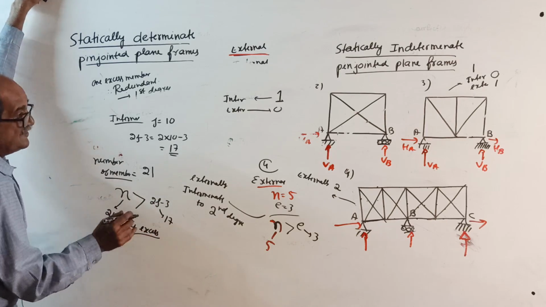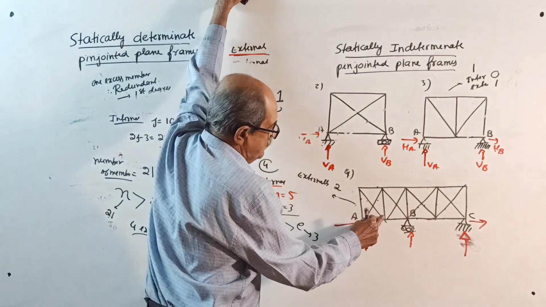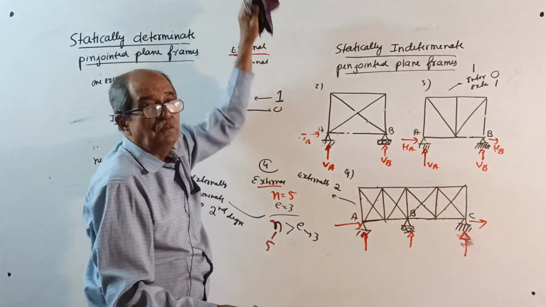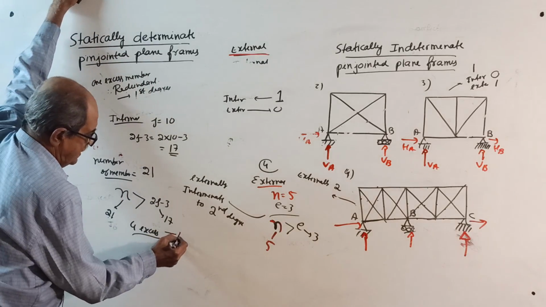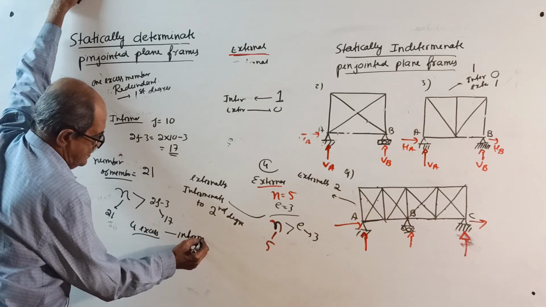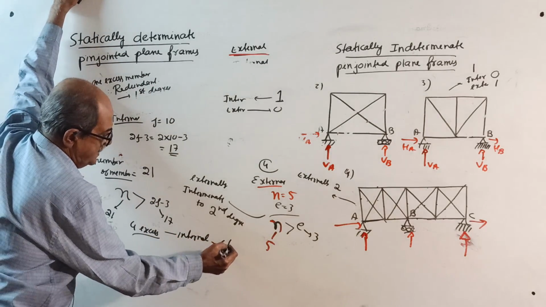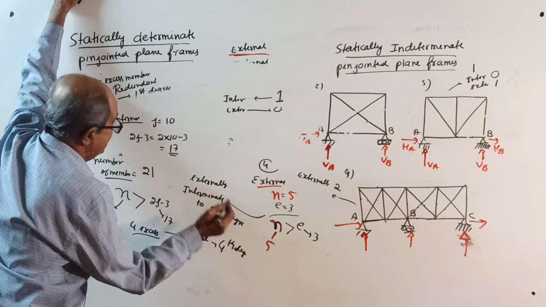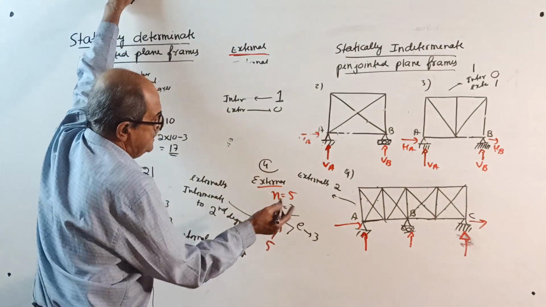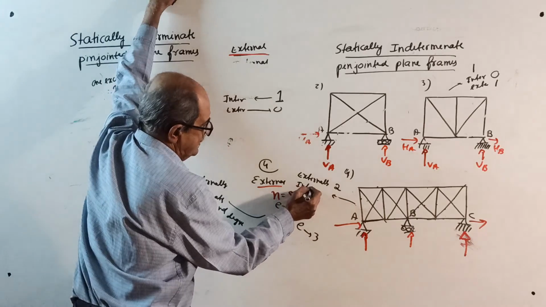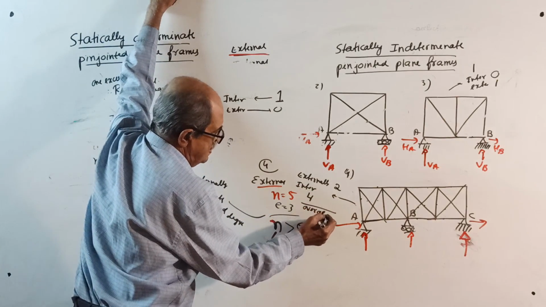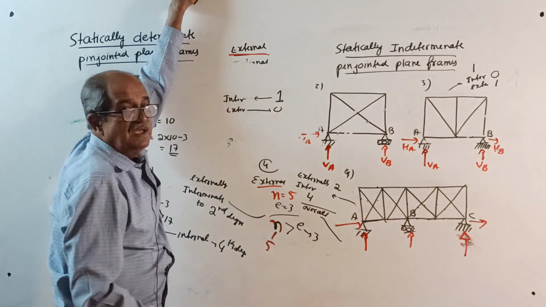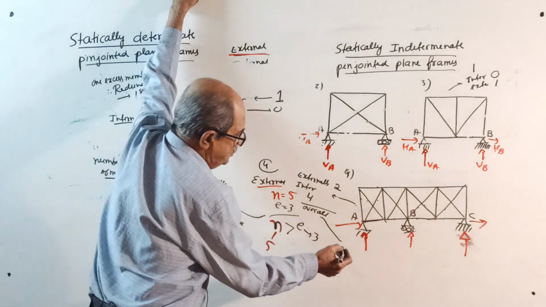4 excess. Or you can remove the 4, and it will become a perfect frame. Therefore, internally it is fourth degree. Externally I told second degree. Internally fourth degree. So overall, this pin jointed frame is statically indeterminate to sixth degree.